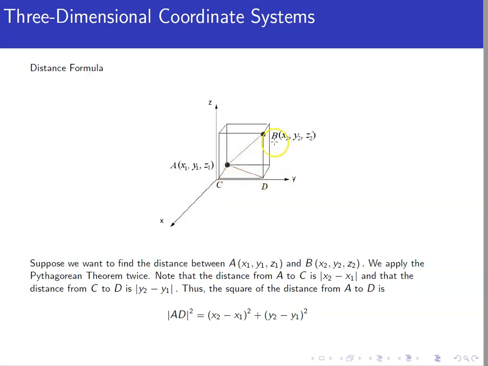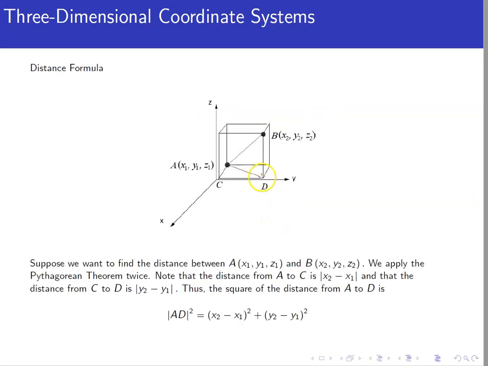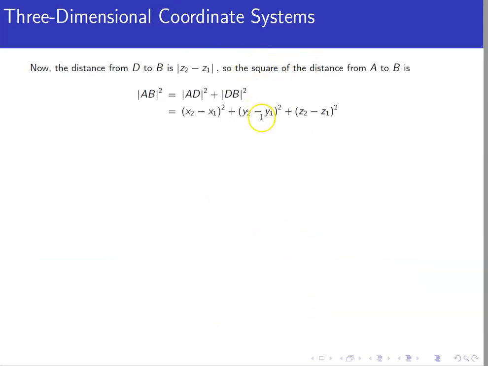We can use that now to help us figure out what the length of AB is. So looking at the picture again, the distance from D to B will be z2 minus z1, again absolute value in case of the order, if the z2 is actually lower than the z1. So now, when we do our Pythagorean theorem, we already know what AD squared is. DB squared will be z2 minus z1 squared, and so that'll be what the square of the distance from A to B is. So we define the distance from A to B to be the square root of the sums of those squares.